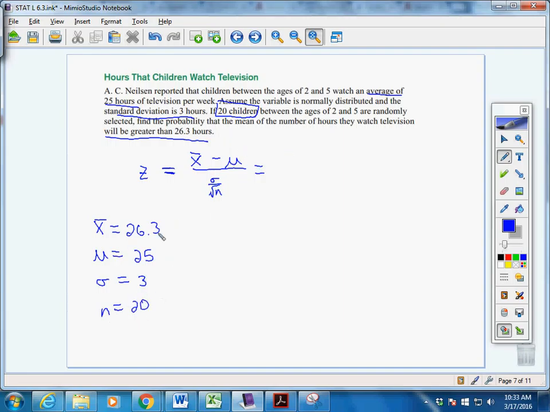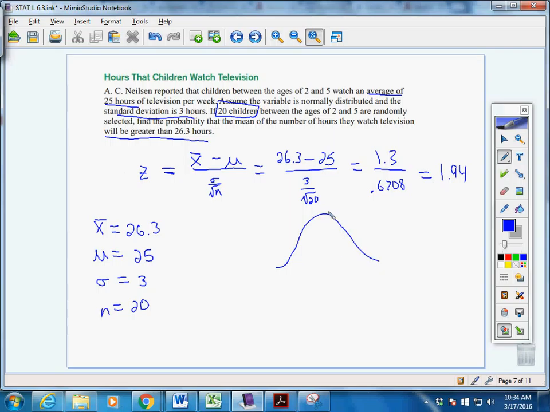Plug all these numbers into our formula. So we're going to take 26.3 minus our population mean of 25, divide that by our standard deviation of 3, divided by the square root of our sample size, which is 20. If you plug this into your calculator, the bottom number is going to be irrational and you get 0.6708 and so on. But if you divide them out, we get 1.94. So our z-value is 1.94.